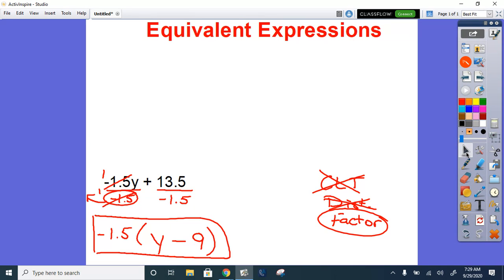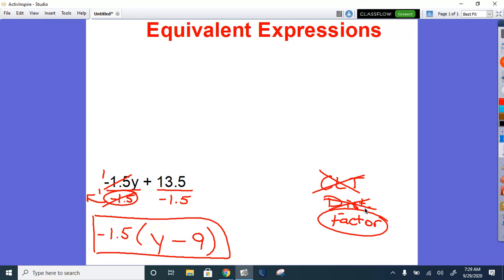So two different examples, one with both combining like terms and distributive property, the second one with factoring. You're going to have to determine which one to use when you move forward.